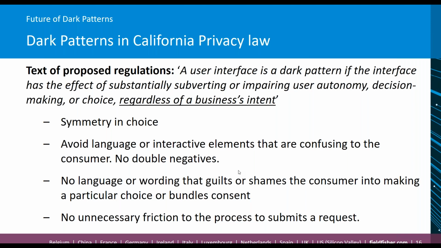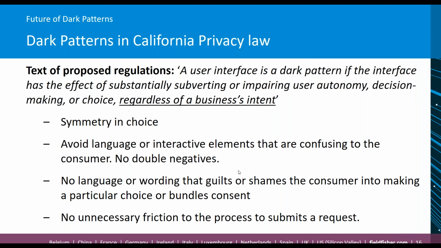The third requirement, no language or wording that guilts or shames the consumer into making a particular choice or bundles consent. So, for example, as you may know, in relation to the CCPA, you have requirements surrounding the disclosure of financial incentives. And when an organization offers a financial incentive, according to the regulation, if you have two options, yes to accept the financial incentive, and no, I like paying full price, or no, I don't want to save money, that is considered to be manipulative and shaming, and therefore would be a dark pattern.